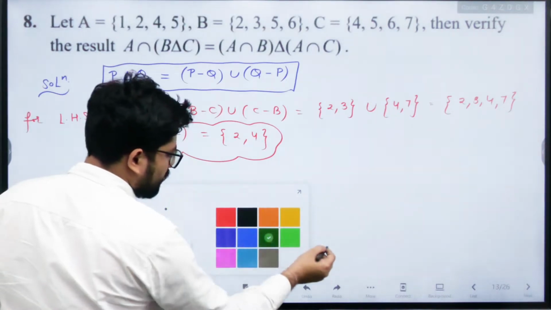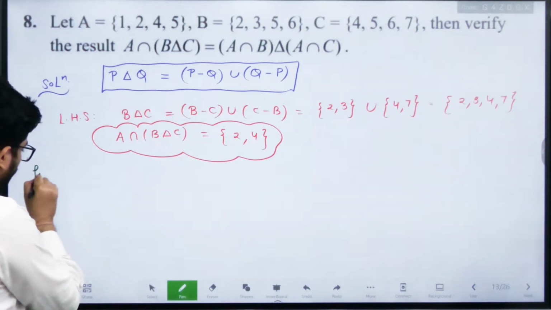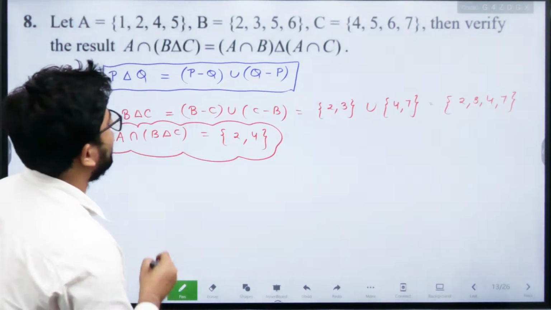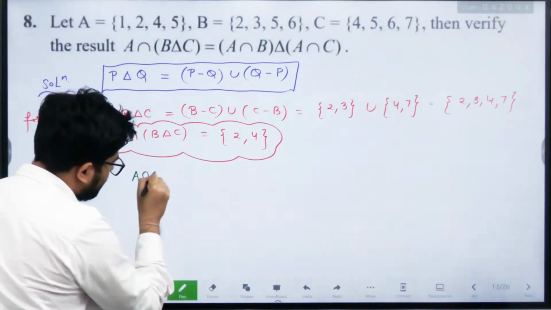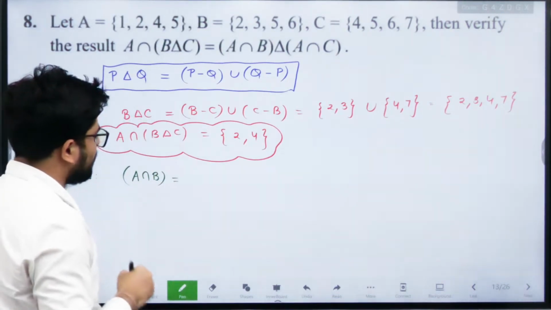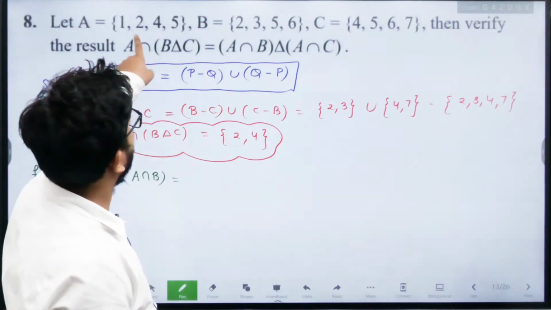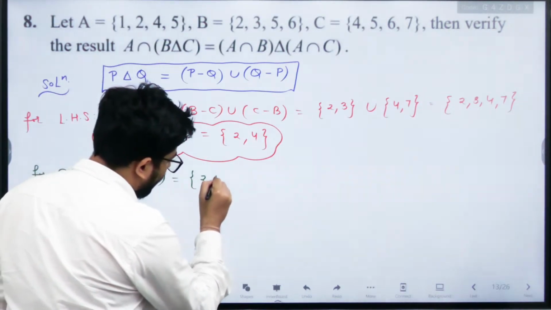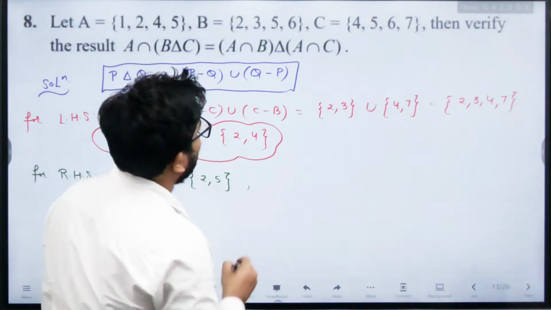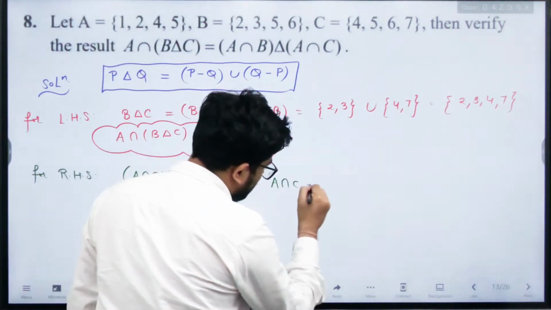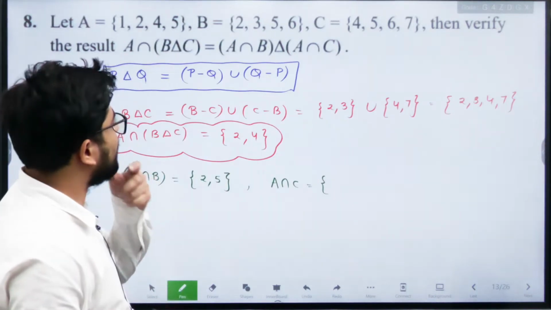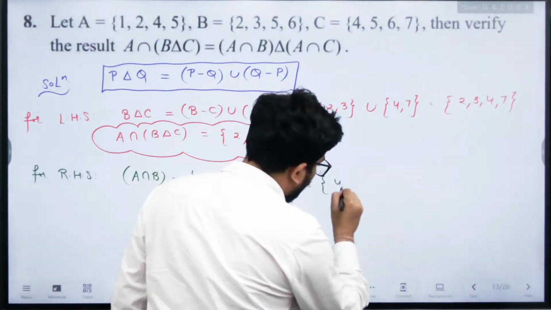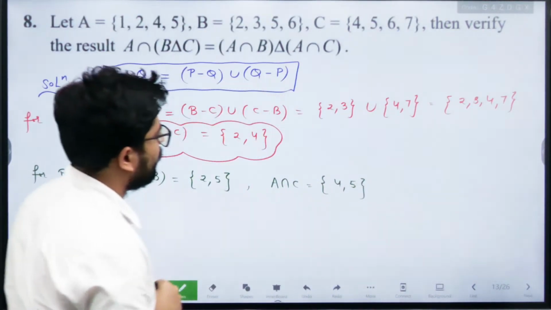So right hand side is, for right hand side, you have to calculate A intersection B first. A intersection B, that is 2 and 5. Yes, 2, 5. Next is calculate A intersection C. A intersection C is 4 and 5. Yes, 4 and 5. Got it?